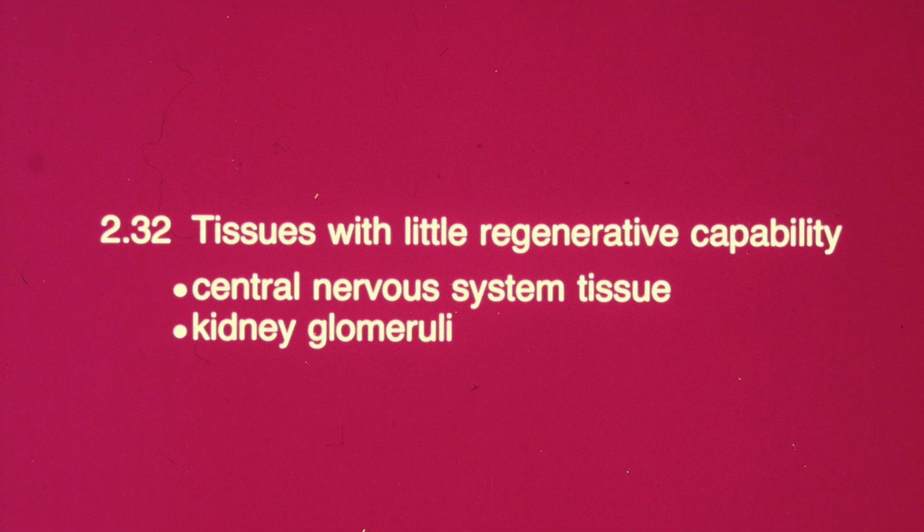For example, the neurons of the central nervous system, as stated before, have virtually no power of regeneration. Also, some of the glandular tissues, for example, the glomeruli of the kidney, also do not regenerate well. The simpler or more primitive tissues of the body regenerate quite readily. This would include things like connective tissue, the blood-forming or hematopoietic tissue, bone, and the liver.